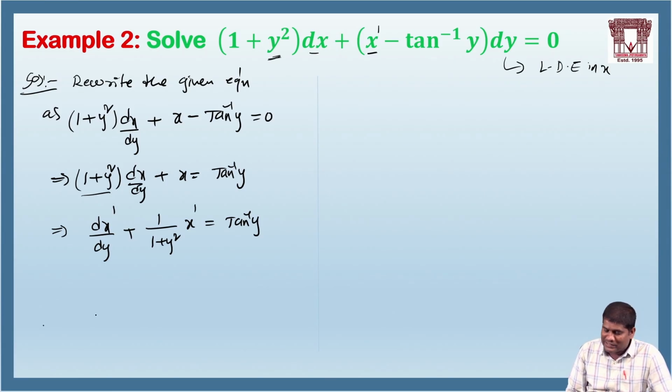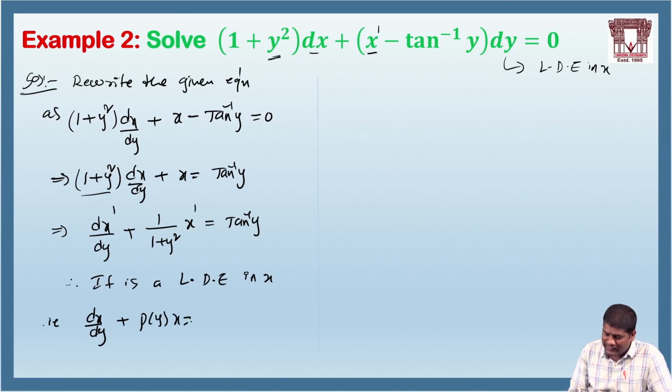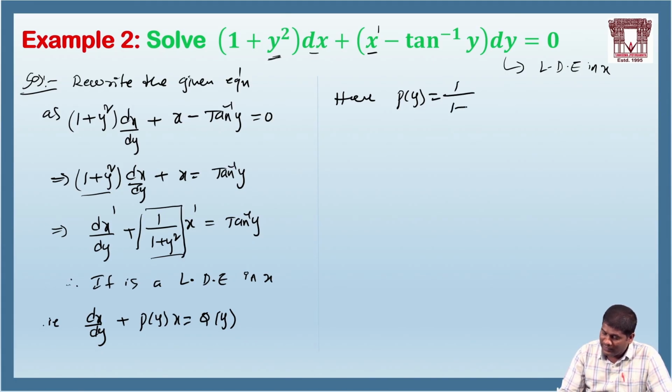Here the power of x is 1 and its derivative's power is 1, so we can say it is a linear differential equation in x, of the form dx/dy + P(y) x = Q(y). Here P(y) is the x coefficient, that is 1/(1 + y²), and Q(y) is tan⁻¹y/(1 + y²).